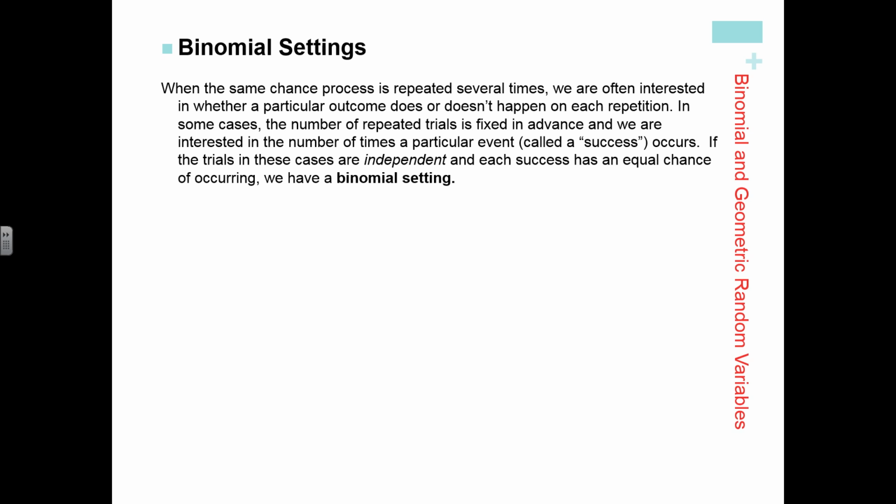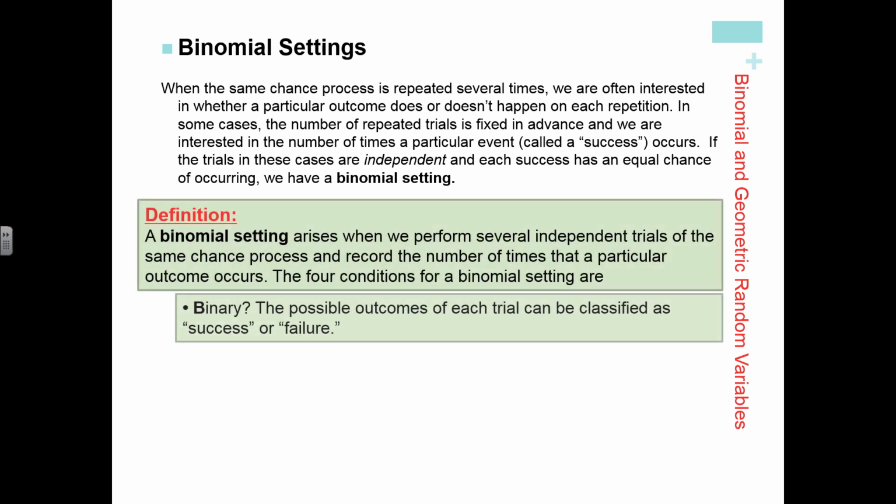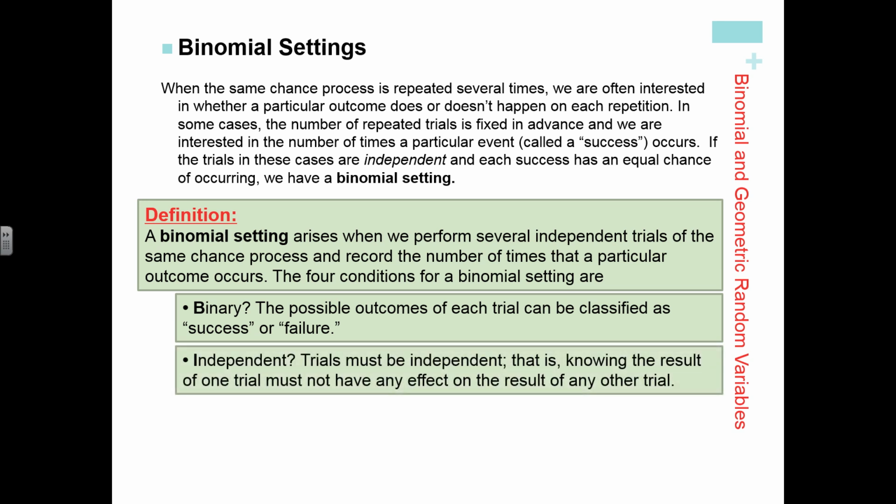Now, in order for you to have a binomial situation or a binomial setting, there are several things you want to check. The first thing is to make sure that the situation is actually binary. In other words, you have two outcomes, success or failure. The second thing you want to check is whether it's independent. So you want to make sure that the trials themselves are independent. I'll show you a way of figuring that out later, but you want to make sure they're independent of each other.